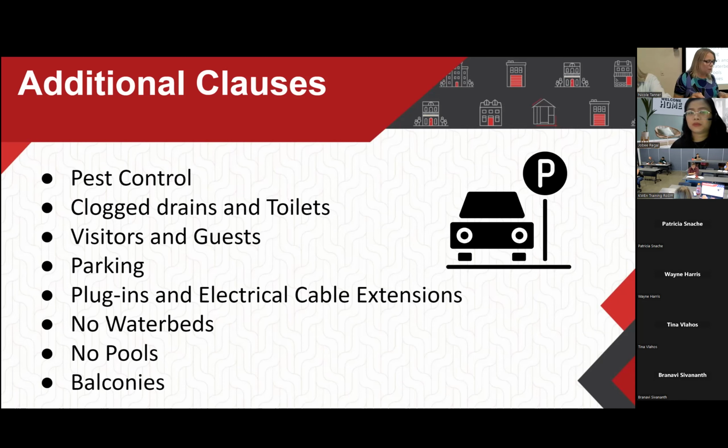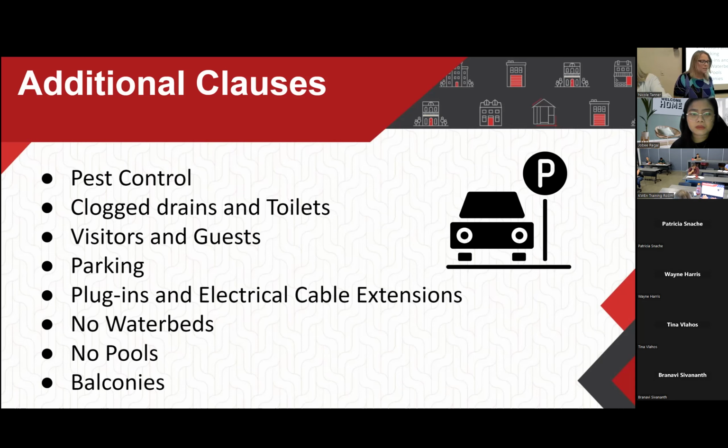So clogged drains and toilets, clause number 33: the tenant is responsible for clogged drains and toilets and damages. That's the first thing people say when they're a landlord. Oh, I don't want to get a call at 2 o'clock in the morning for a plugged toilet. Right? I've never had that happen to me personally. I've gotten calls for floods.